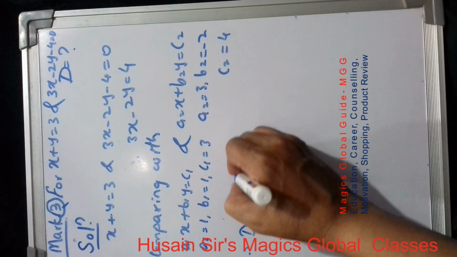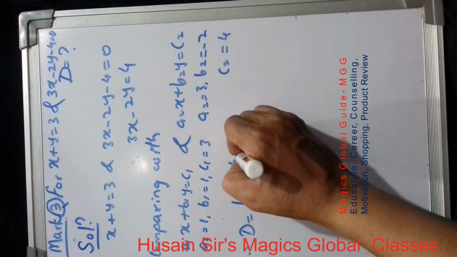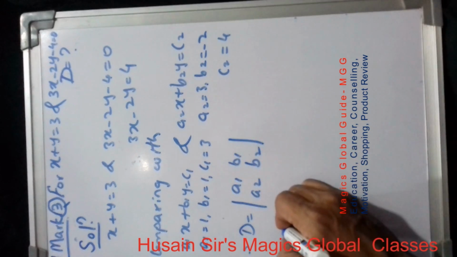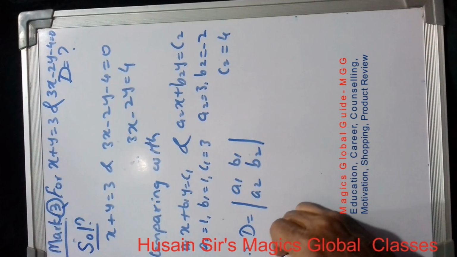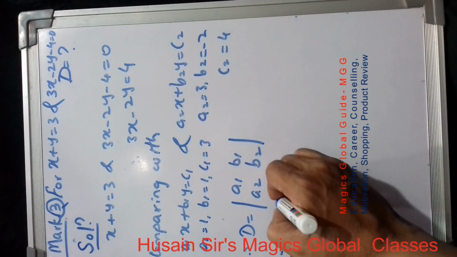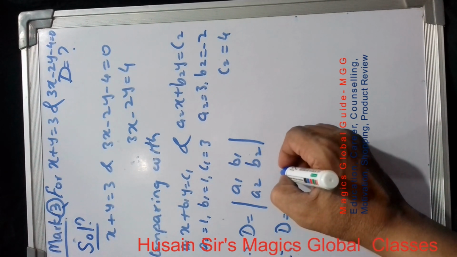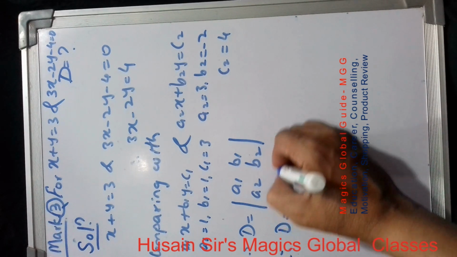for x plus y is equal to 3 and 3x minus 2y minus 4 is equal to 0, what is the value of D? So the first equation is x plus y is equal to 3 and next will become 3x minus 2y is equal to 4. Comparing with a1x plus b1y is equal to c1 and a2x plus b2y is equal to c2, we have a1, b1, c1 given here.